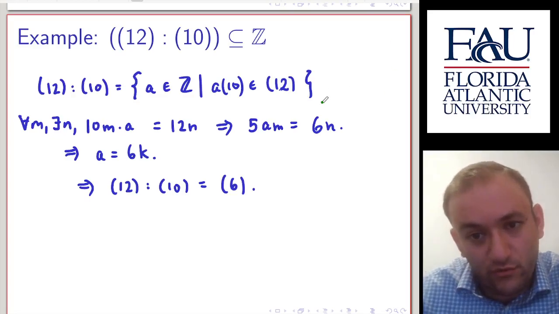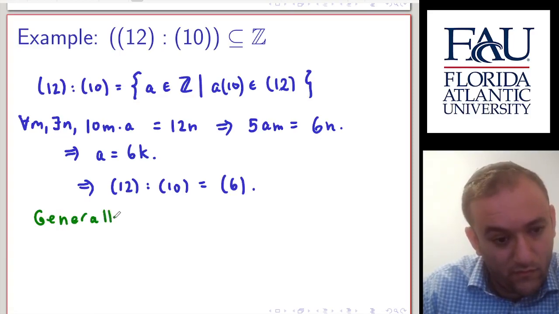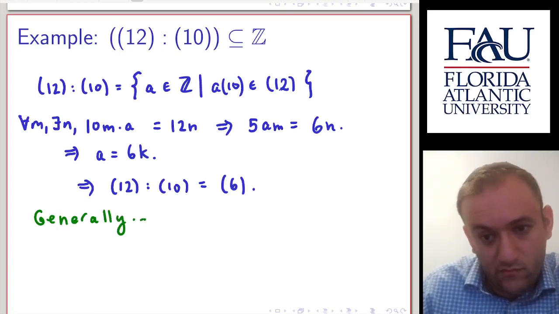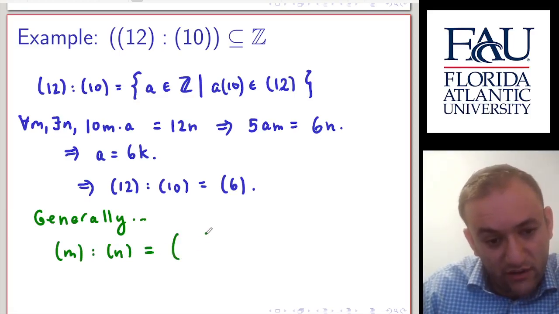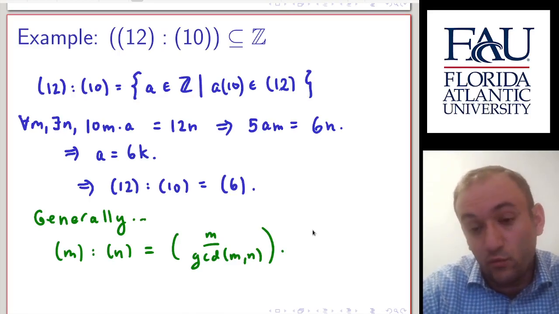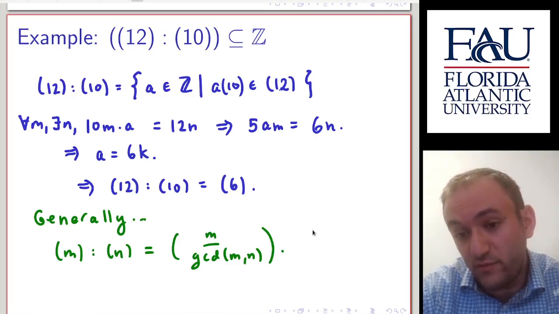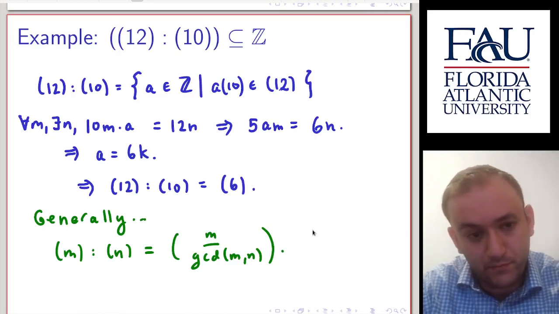And as a general rule, if we take m ideal quotient n, what we're going to get is the ideal generated by m divided by the greatest common divisor of m and n. Okay, so here the greatest common divisor was 2, and so you divide 12 by 2, and you get the ideal generated by 6.